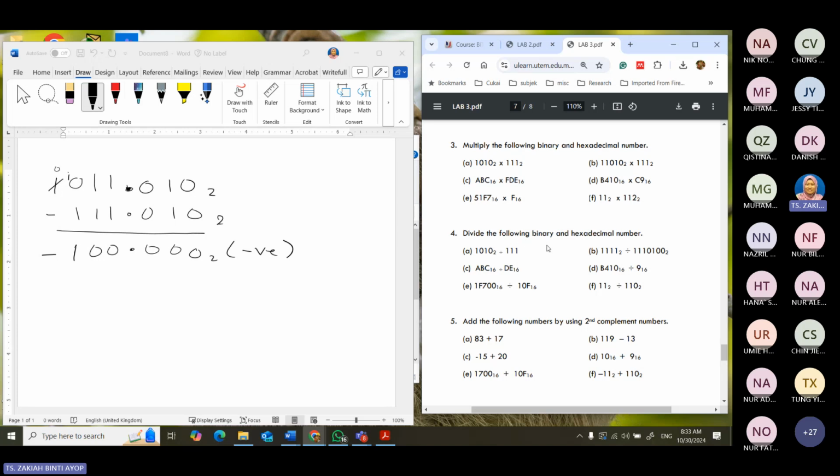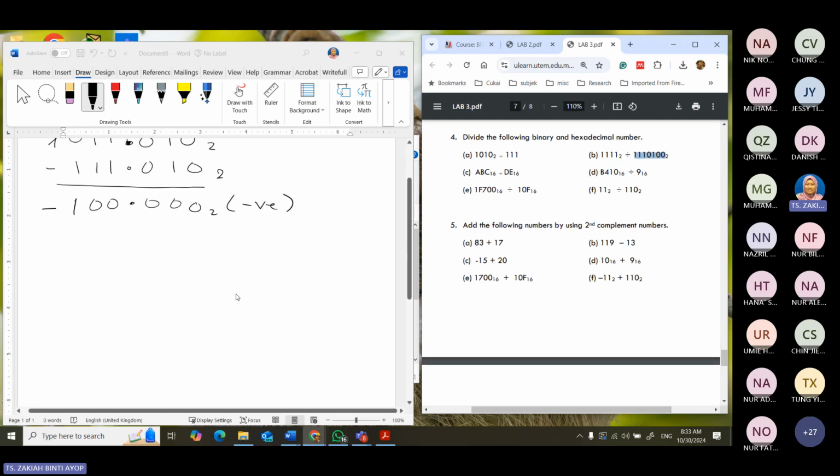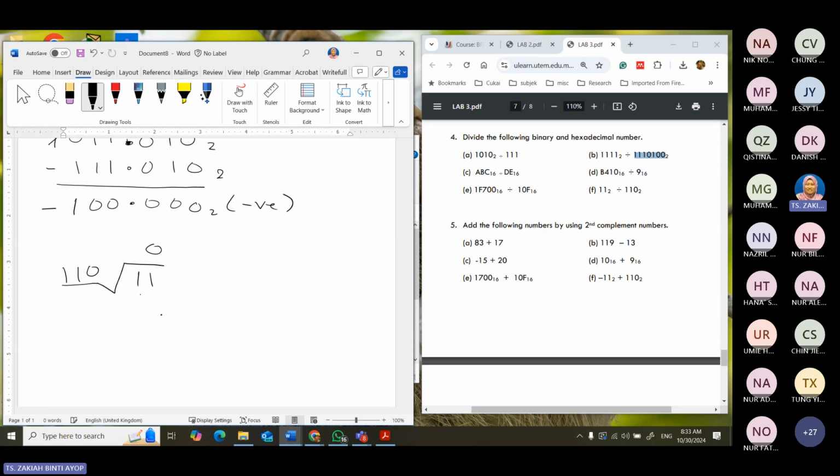Next, for question B and question F, there's a small number divided by a bigger number. Usually, in normal decimal, 1 divided by 1, we know that this size is bigger than this one. So in actual fact, we just get 0, and the remainder is 1. So your answer can be 0 base 2 remainder 1 base 2 also can.